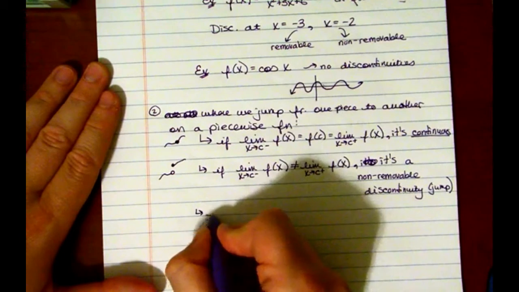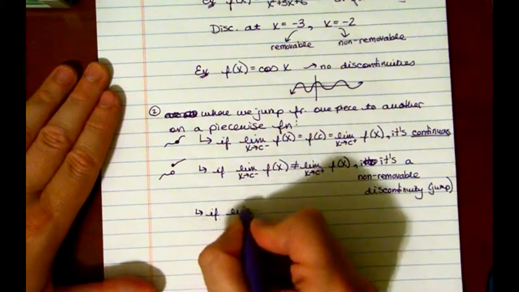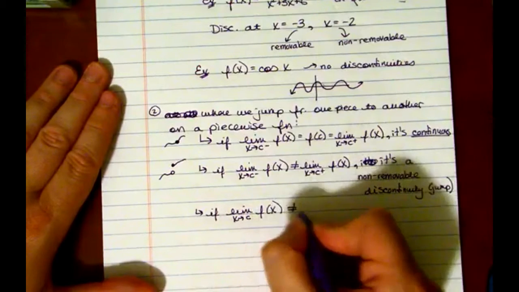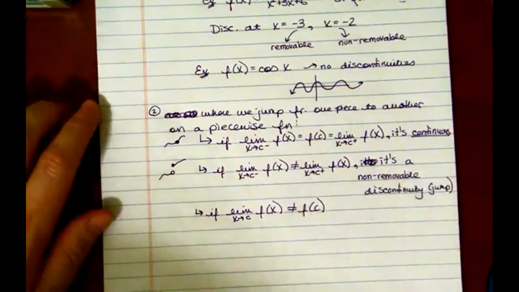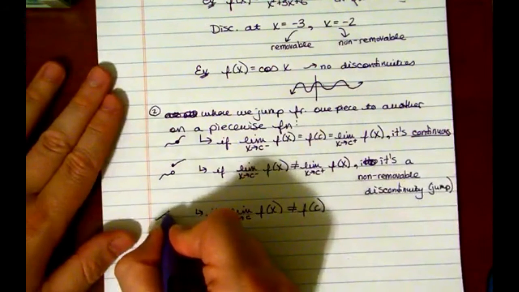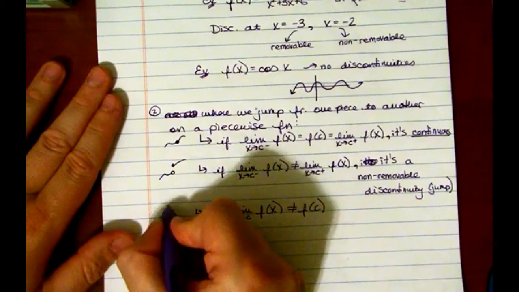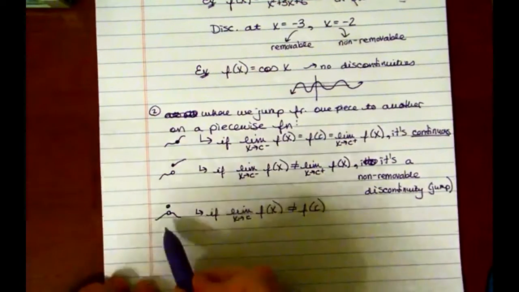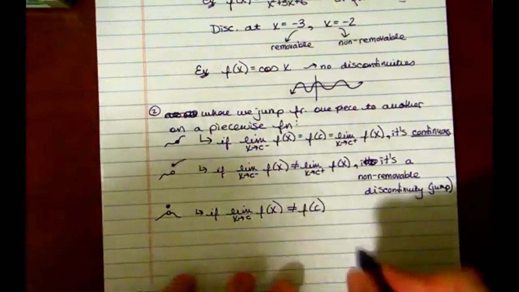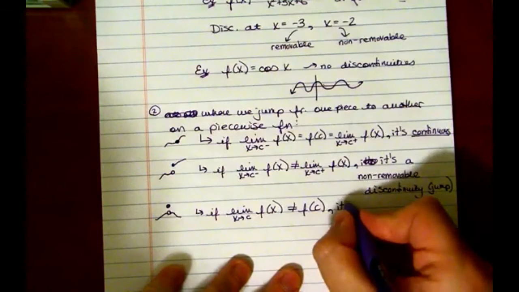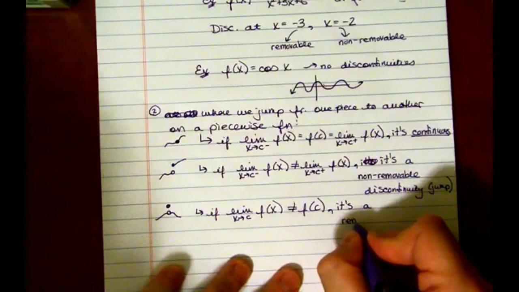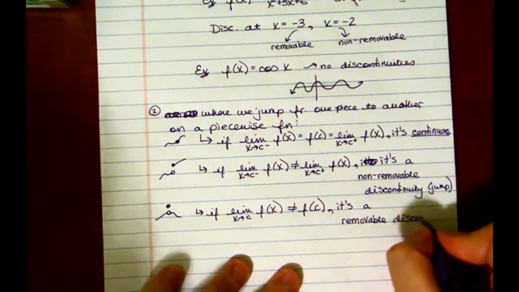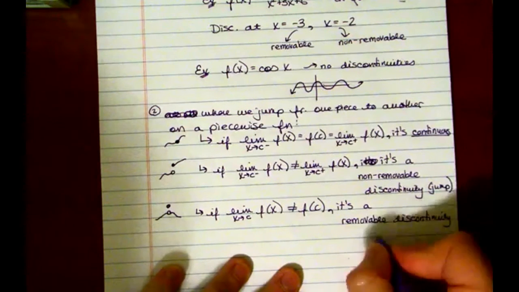Finally, if the limit as x approaches c of the function does not equal f of c, so something like this. What sort of discontinuity is that? Hopefully you said removable. A hole is a removable discontinuity. It's a removable discontinuity, and specifically a hole.